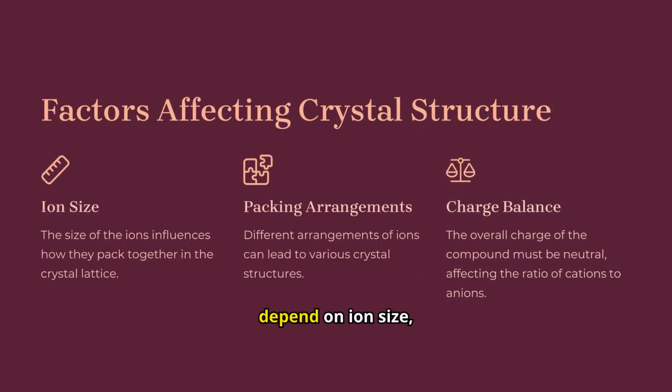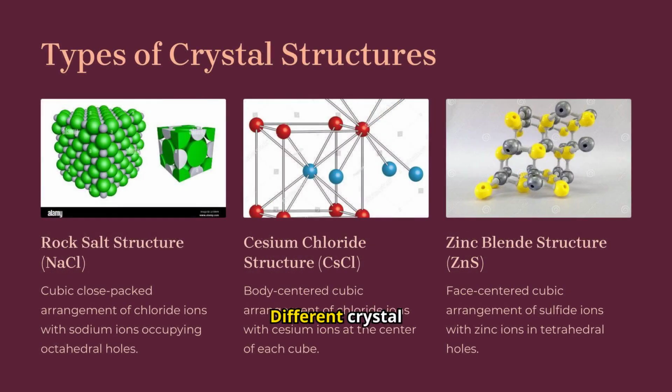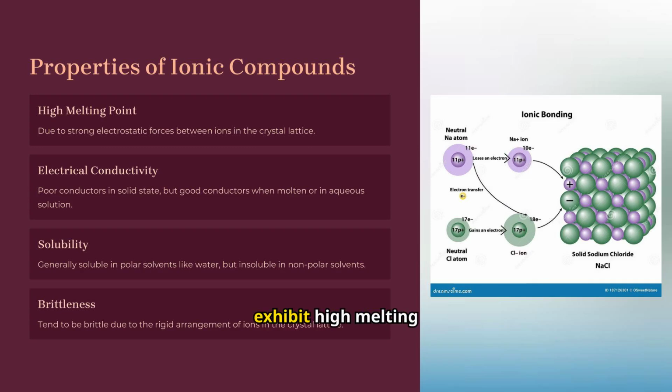Crystal structures depend on ion size, packing arrangements, and charge balance, influencing the geometric organization and stability of ionic compounds. Different crystal structures, like rock salt, NaCl, cesium chloride, CsCl, and zinc blende, ZnS, illustrate varied ion arrangements, impacting ionic compound properties. Ionic compounds exhibit high melting points, electrical conductivity when molten, solubility in polar solvents, and brittleness due to strong electrostatic forces in their crystal lattice.